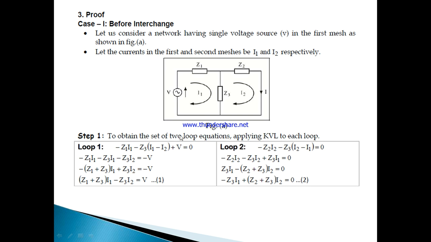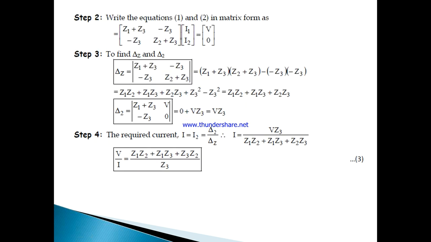In the mesh analysis, by applying KVL to loop 1 and loop 2, we got equation 1 and equation 2. Now we got the expressions. By using those expressions, I am going to write them in matrix form, that is Z into I equals V. Since there are 2 loops, Z will be a 2 cross 2 matrix. There are 2 unknown currents, and this is the voltage matrix.